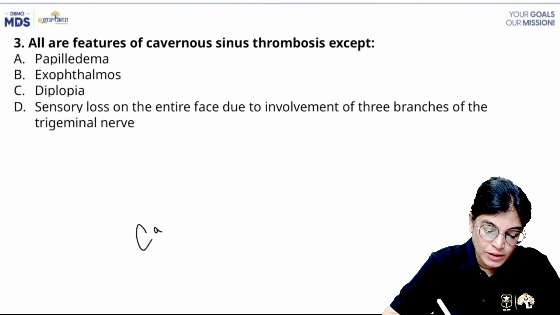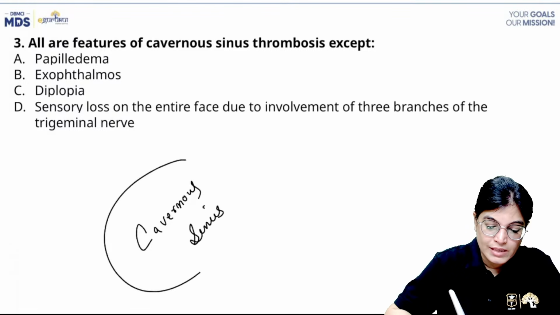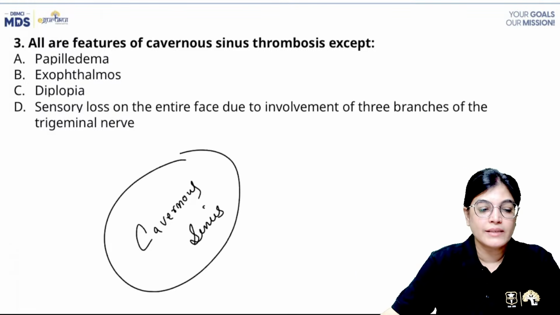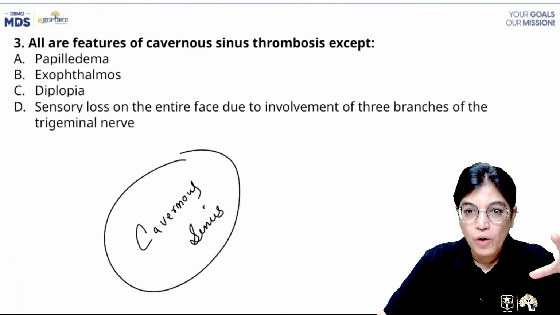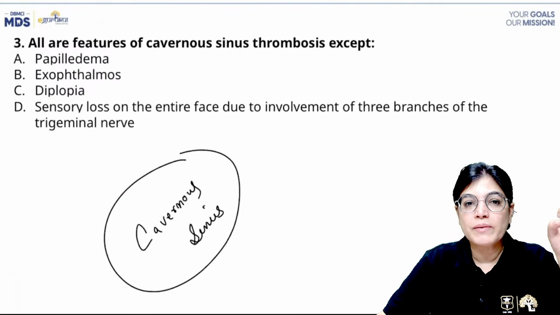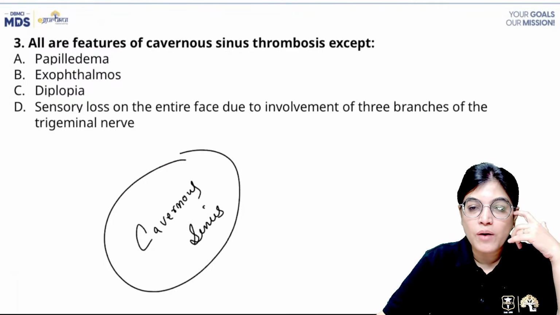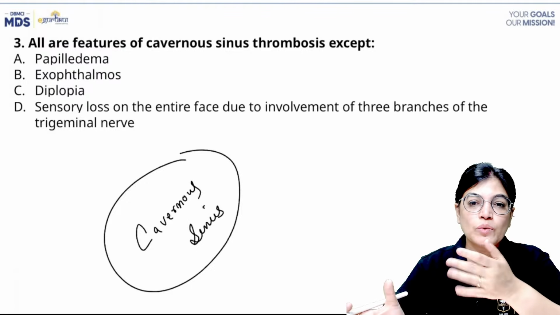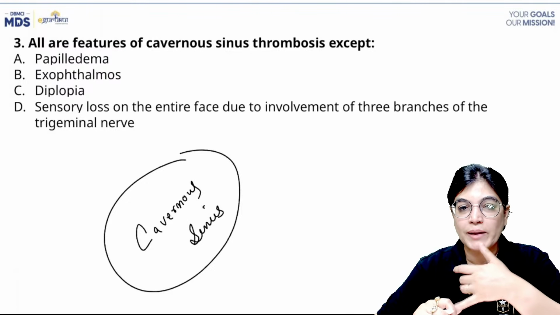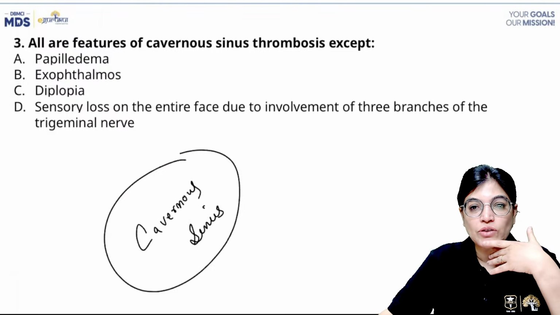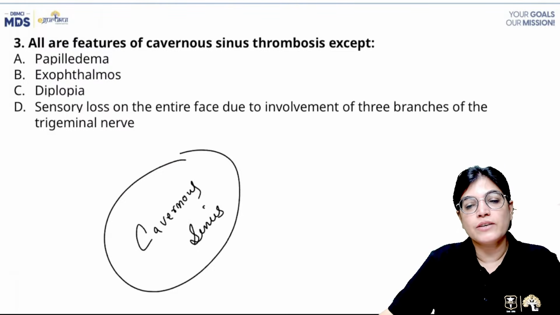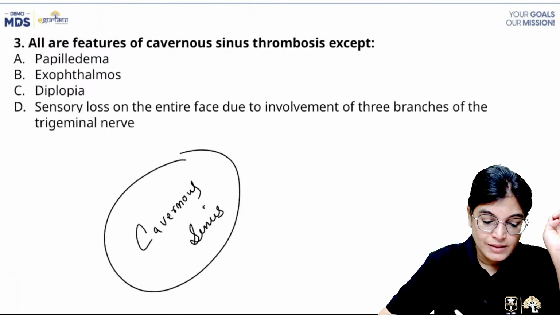One important point about cavernous sinus is that it is a dural venous sinus, one on either side of the body of sphenoid in the middle cranial fossa. Basically, cavernous sinus is formed due to the separation of 2 layers of the dura mater, the endosteal and the meningeal layer. In cavernous sinus thrombosis, there is exophthalmos, diplopia and papilledema, but the answer is D, right?